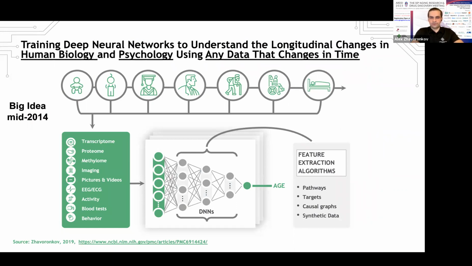using many neurons on the input layer of the deep neural network and just one neuron on the output layer, and that we can use multiple data types that change in time. So transcriptomics, proteomics, methylation, imaging, videos, EEG, ECG, blood tests, even psychological surveys to predict age. And then once those neural networks are trained, you can utilize them to derive biological pathways, identify targets, derive causal graphs, and again, you can generate synthetic data if you turn it into a GAN.